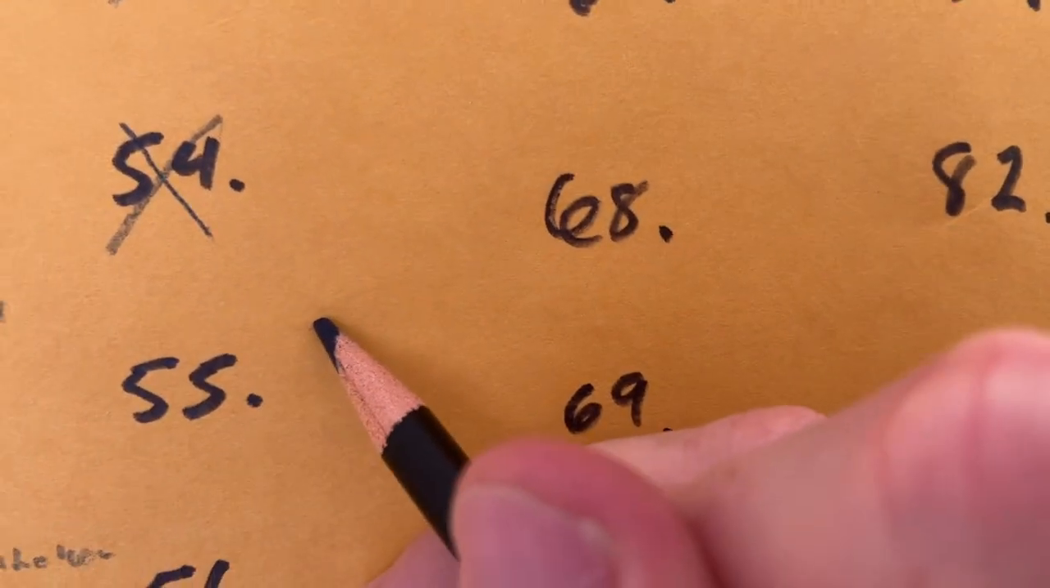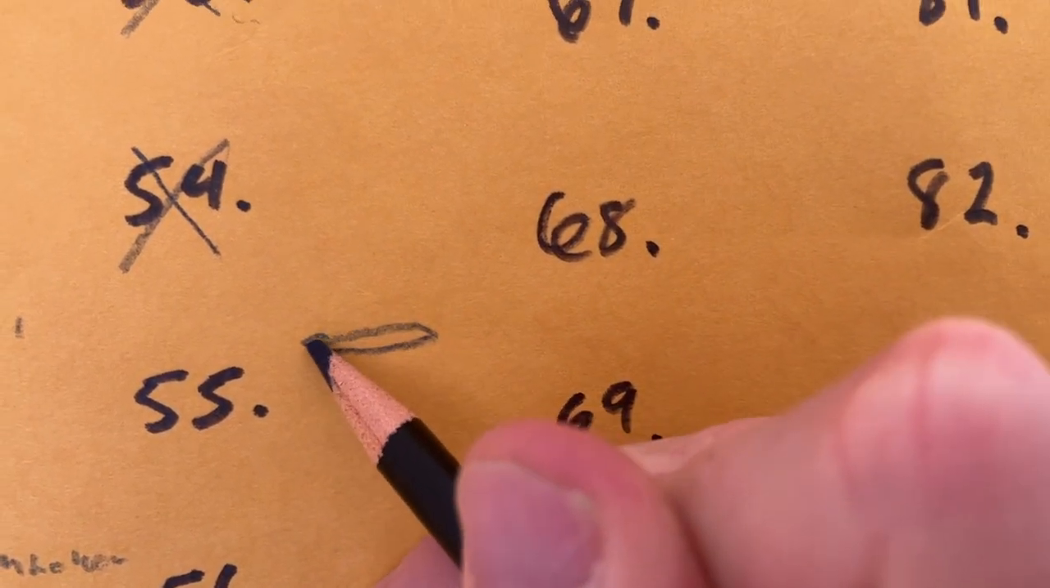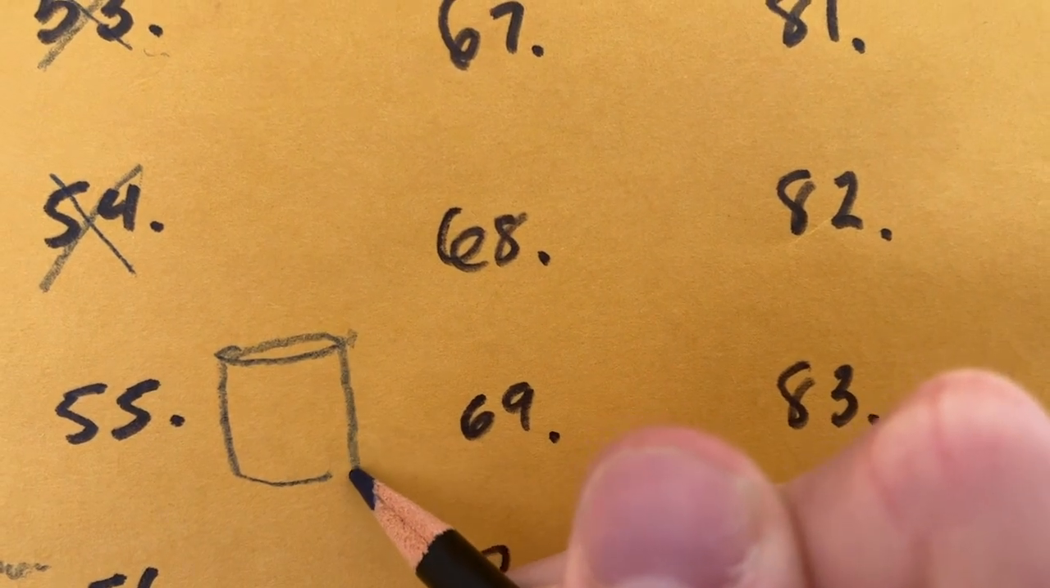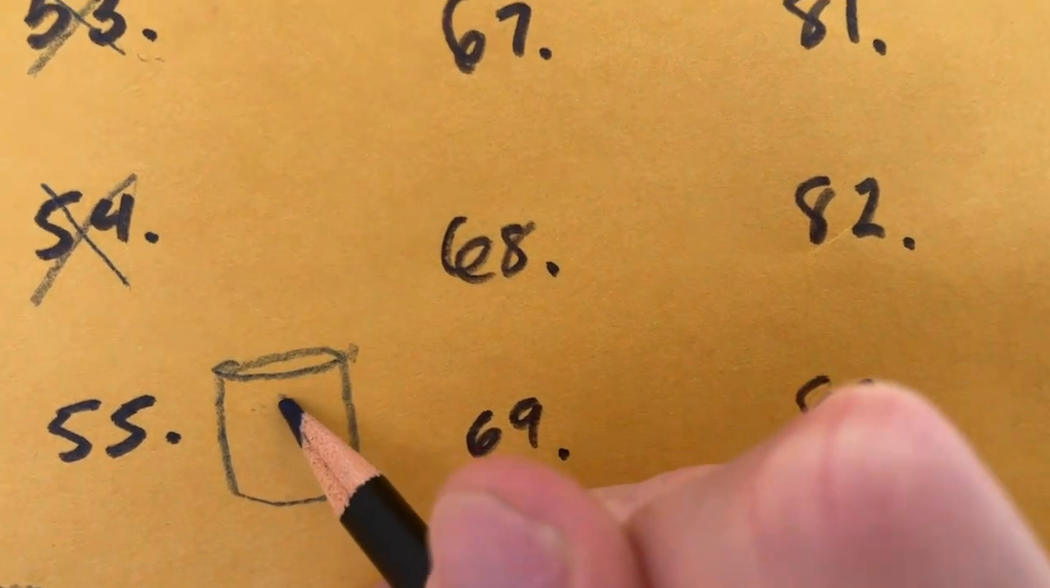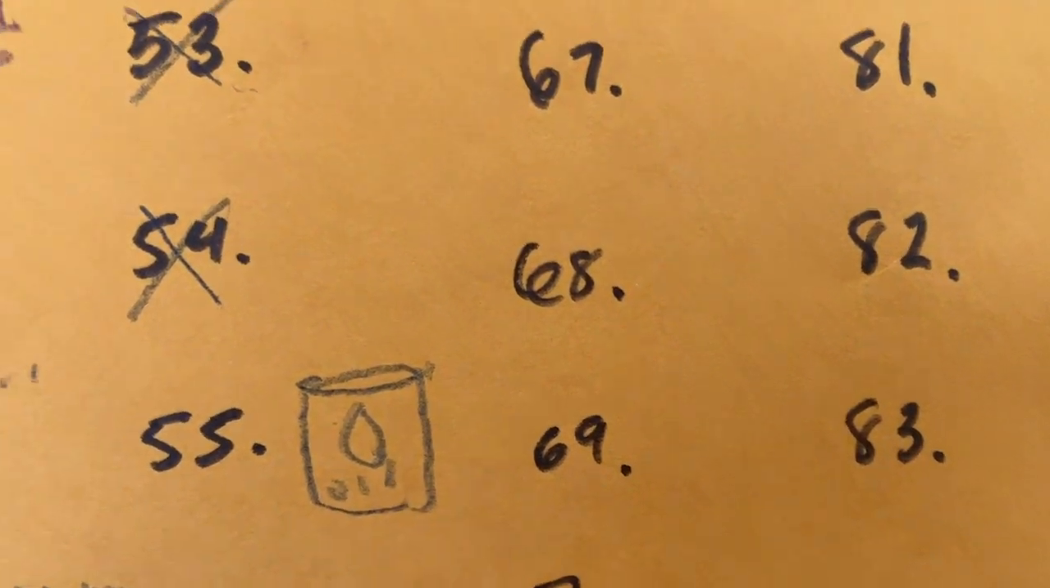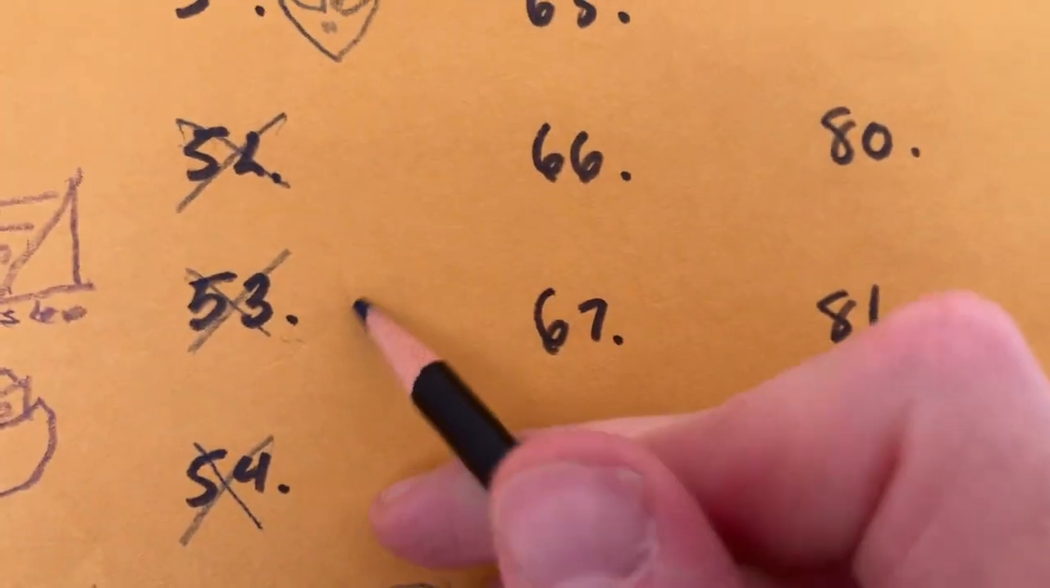For 55, I'm going to put oil, because of 55 oil drum. I guess 55 gallons. Oh, all right. I knew these dumb things.